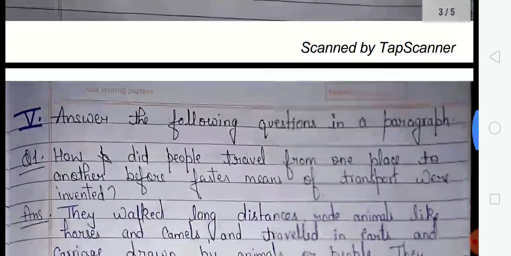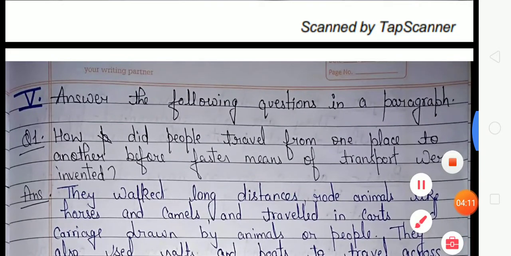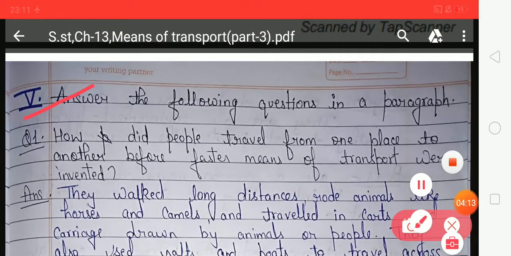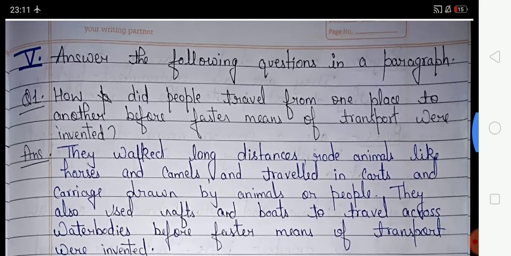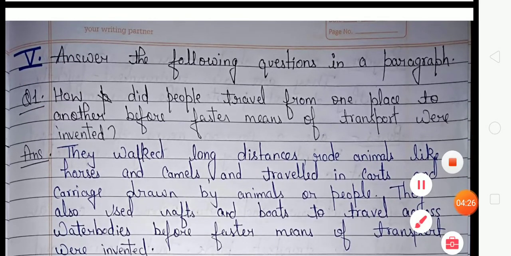So now come to the next exercise, that is exercise 4. Answer the following questions in a paragraph. It means in this exercise you have to give answers according to the given question, and your answer should be in a paragraph. So now look at question number 1.